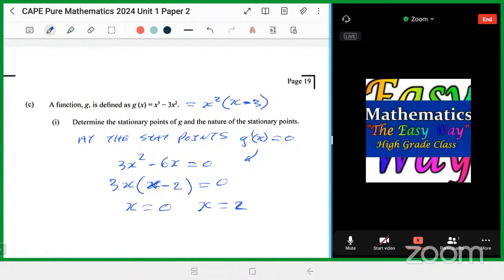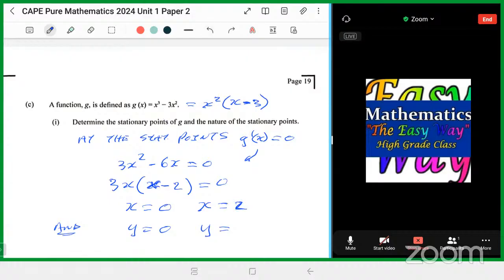But I must find the points. So to find the points, I have to substitute them back in the function. So substitute this 0 in the function. I'm going to get 0 here, so it's at the origin. The y equals 0 for this one. And for this one, the y equals substitute 2 inside there.